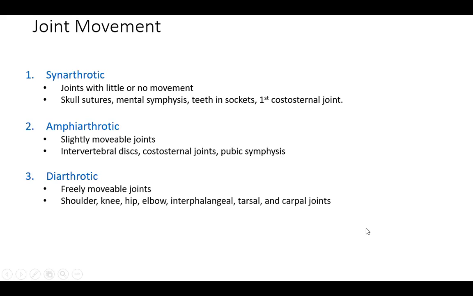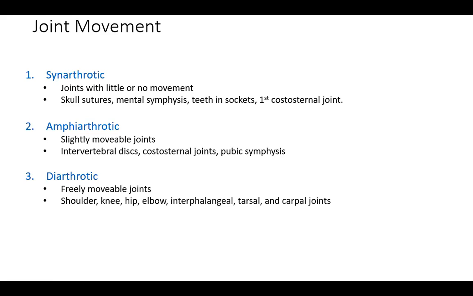The terms for joint movement: first of all, we have what's known as synarthrotic joints. You can probably detect part of the word, arthrotic, like arthroscopic surgery or arthritis, pertaining to joints. Synarthrotic means little or no movement of a particular joint. We think of the sutures in our skull as synarthrotic joints. They don't move. We don't want them to move. We think about the mental symphysis, where the two edges of the mandible grew together when we were in utero. That's a joint that doesn't move.